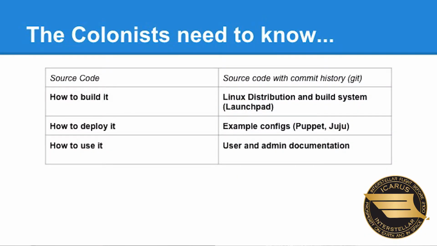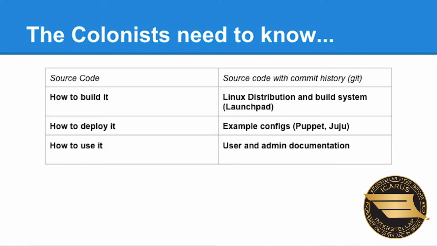That's really important for what I'm looking at, which is how are the colonists going to support this software and adapt it. But they need much more than just the source code. The source code is basically the bare minimum that they're going to need. They're going to need a lot of context around the software that they're going to want to support. First of all, since we're going with source code, they're going to need how to build it.